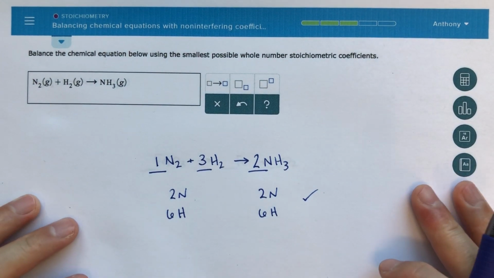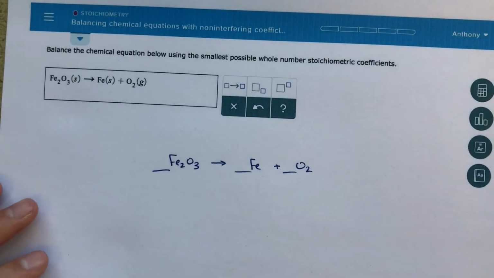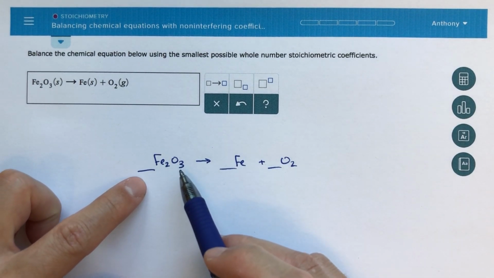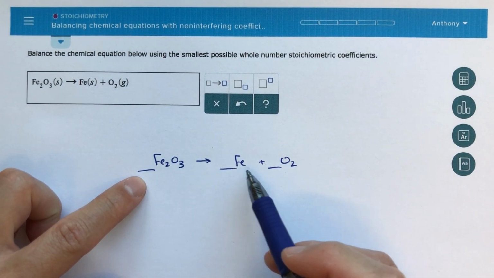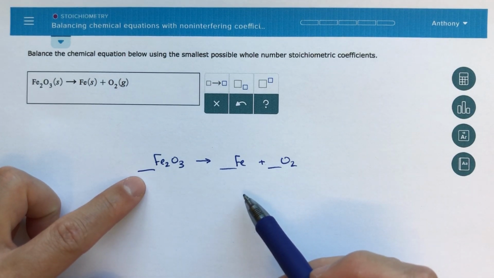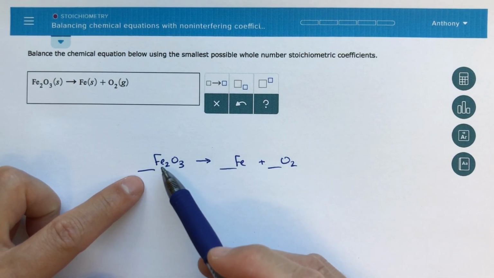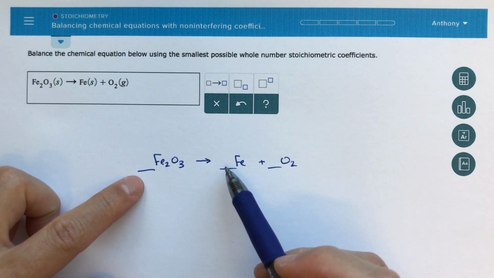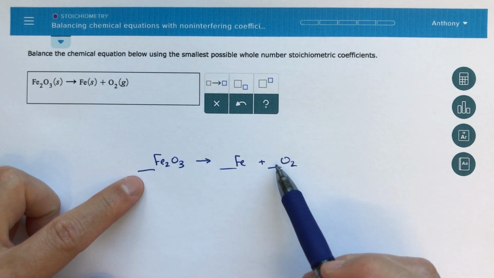So let's do one more example just to get us solidified in this topic. So here, again, we've got iron oxide, and then this iron and another oxygen. So when I'm looking at this, you might initially say, well, I've got 2 irons here. I'm going to put 2 irons here. But I notice that my oxygens are also unbalanced.